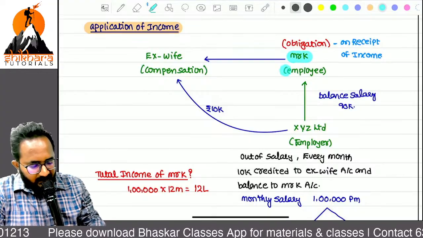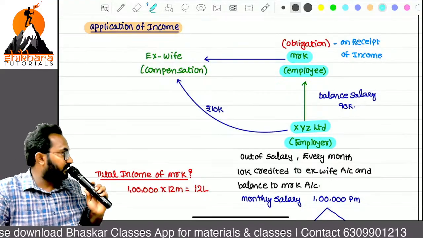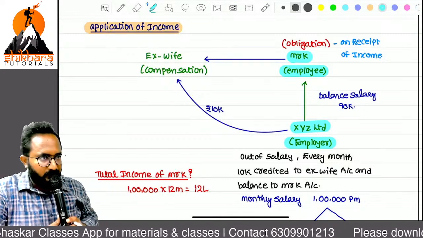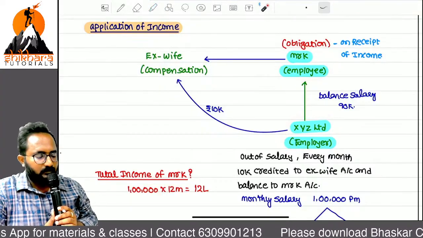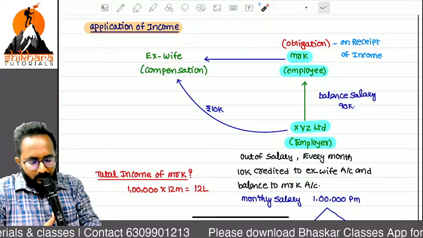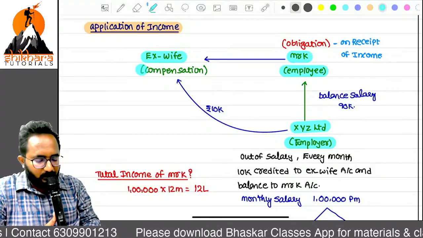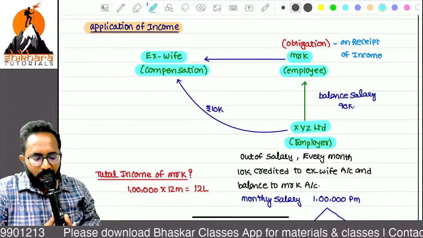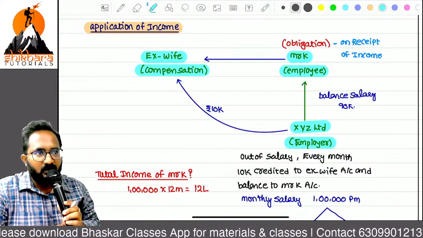Mr. K is an employee in XYZ Limited. XYZ Limited is the employer. Whatever points I am highlighting now, please concentrate on those highlighted points only. Mr. K is doing the job in XYZ. But he took a divorce, so there is an ex-wife for Mr. K, and we have to give some compensation to her. They agreed on some compensation, but on variable terms, not fixed.